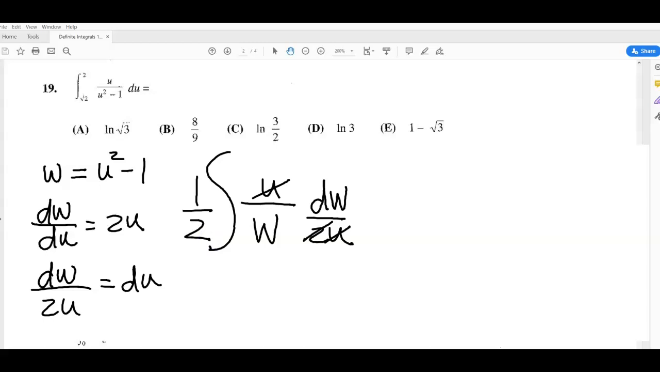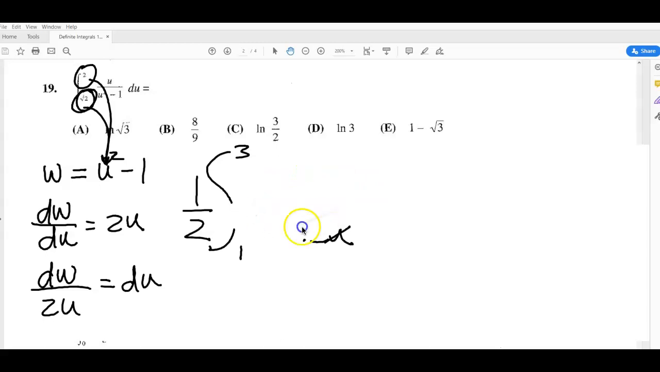The next thing we need to do is deal with our limits of integration here. You're going to plug them in. If you plug in 2 squared, that's 4, take away 1 is 3. And we're also going to plug in the square root of 2. If you plug in the square root of 2 squared, you get 2, 2 take away 1 is 1. So the clean version of this would look like the following.